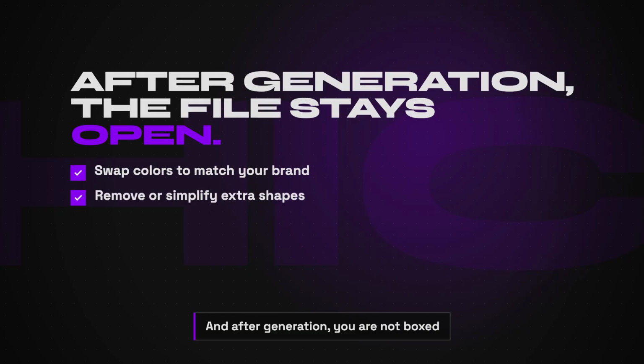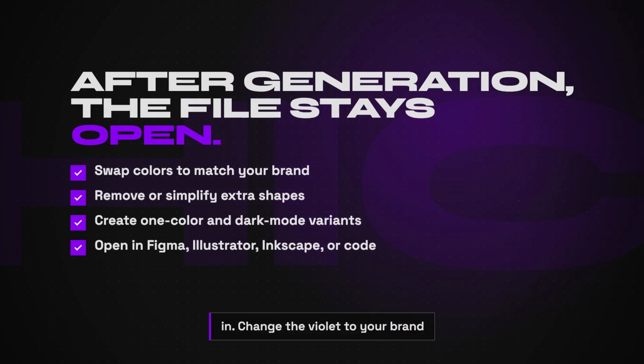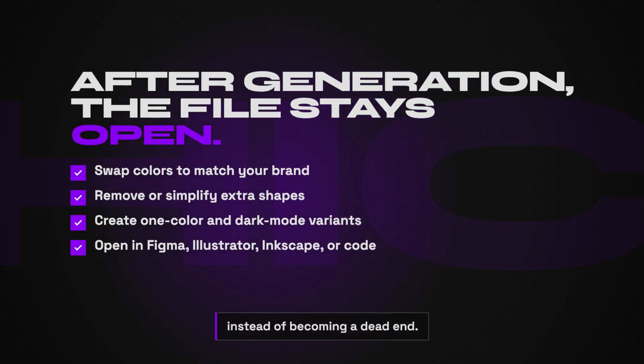And after generation, you are not boxed in. Change the violet to your brand blue. Delete an extra shape. Simplify the background. Make a one-color version. Turn the same graphic into a dark mode asset. Because it is SVG, the file remains editable instead of becoming a dead end.